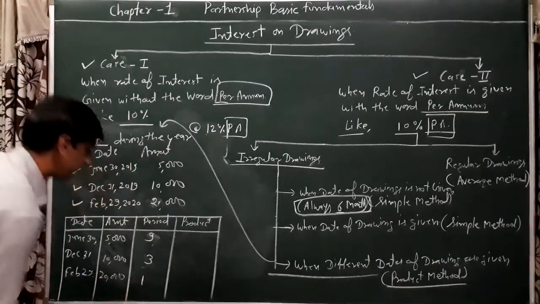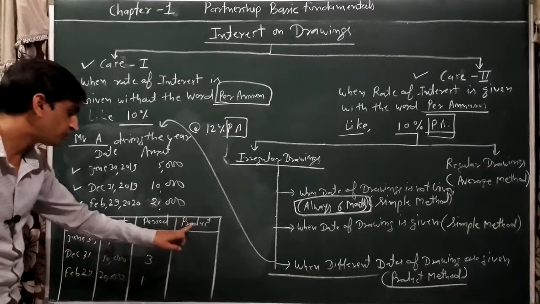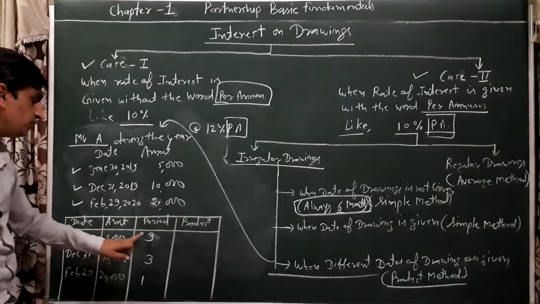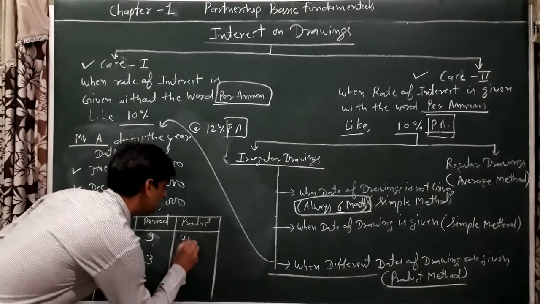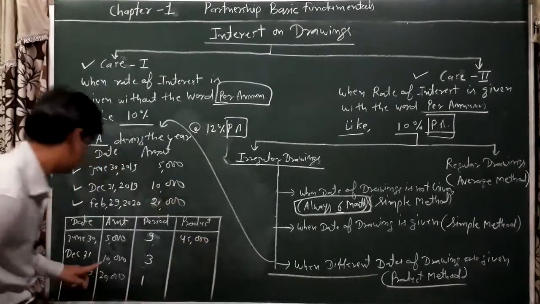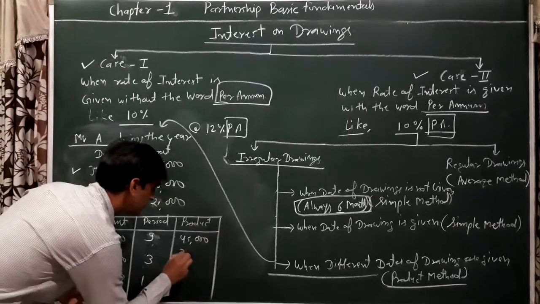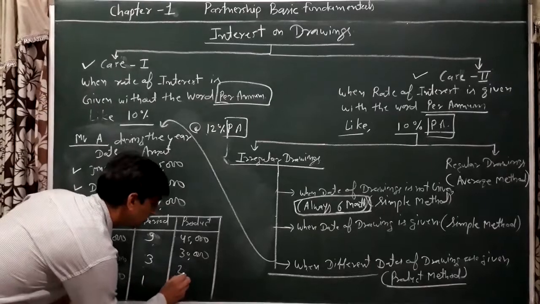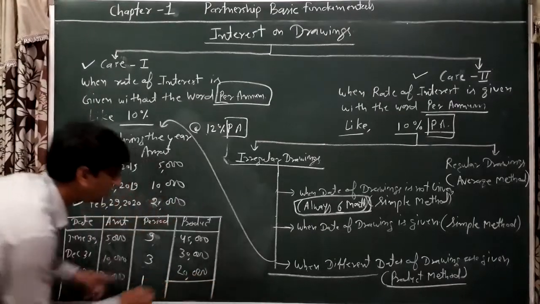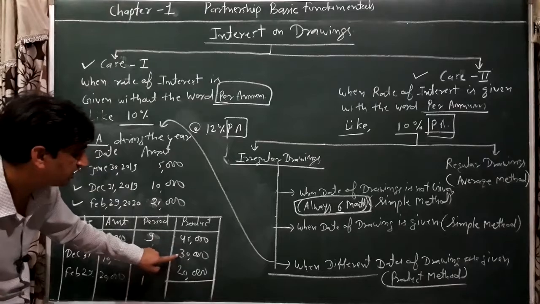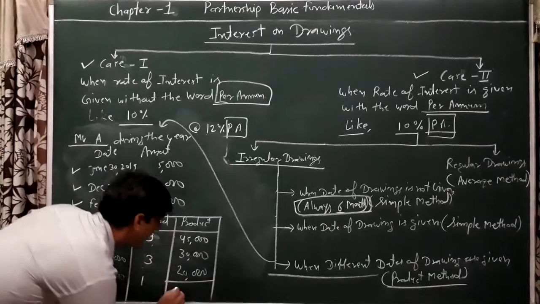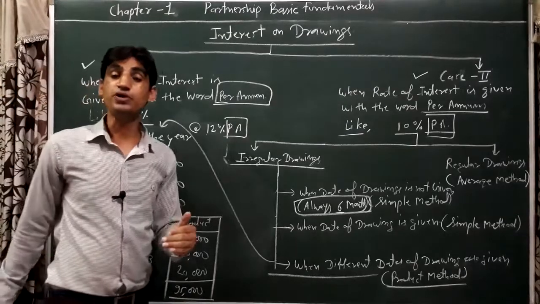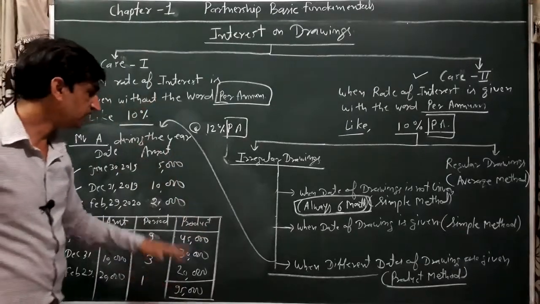So here 1 month. Now to find out the product, the amount will be multiplied by period. 5,000 multiplied by 9, 45,000. 10,000 multiplied by 3, 30,000, and 20,000 multiplied by 1, 20,000. And the total of product: 20 plus 30, 50, 50 plus 45, 95,000. Here the product of amount is 95,000.